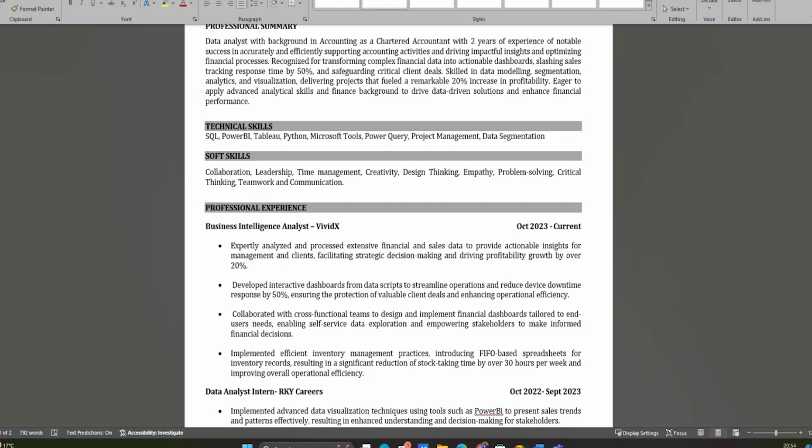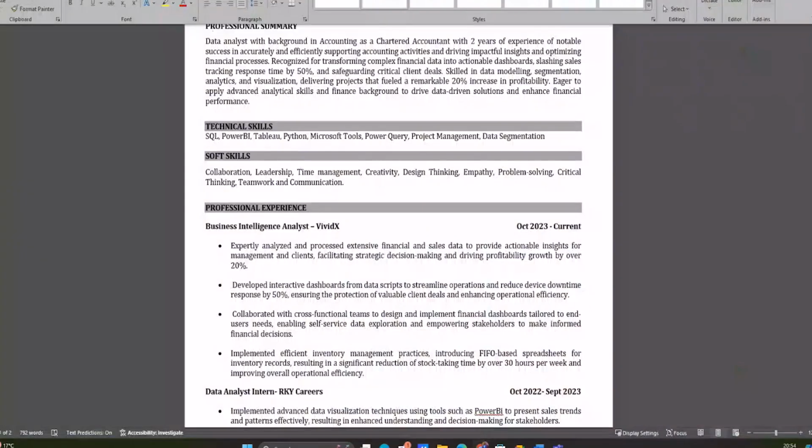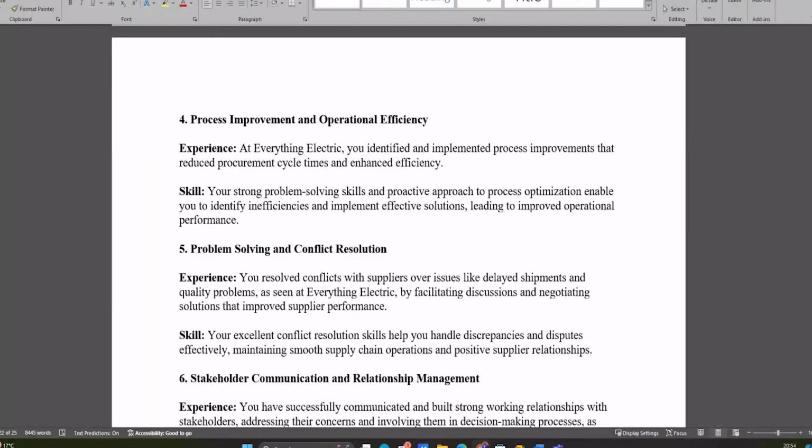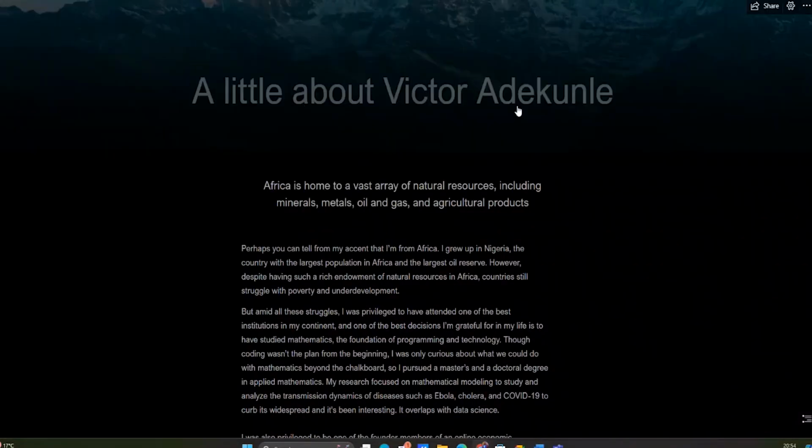Also, think well about the role you are in or you have done in the past, and you see there might be an element of analytics there. Think well. We can always find a way to link it. And that will take you to what we have here as this, a little about Victor Adekunle.